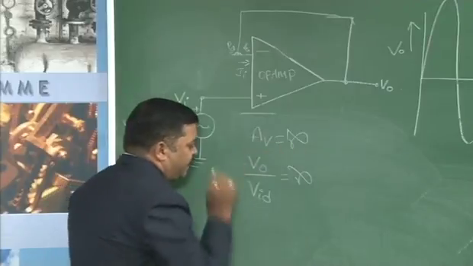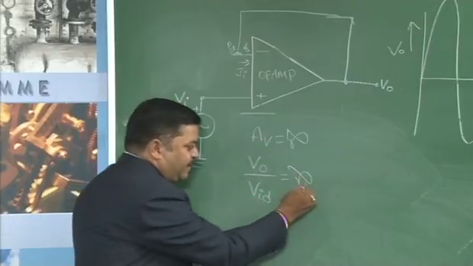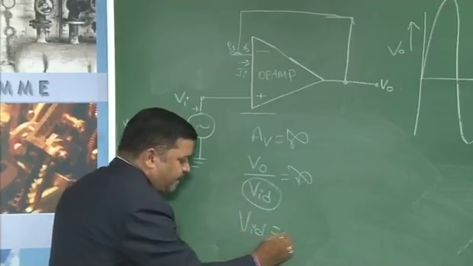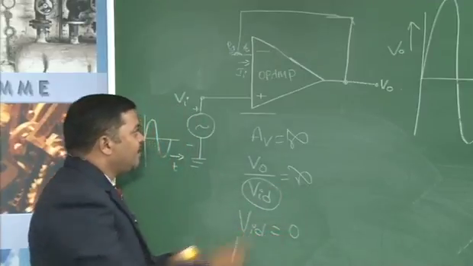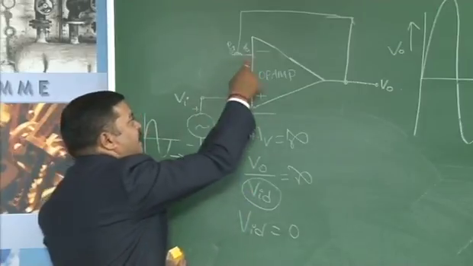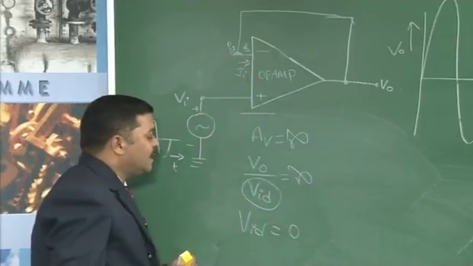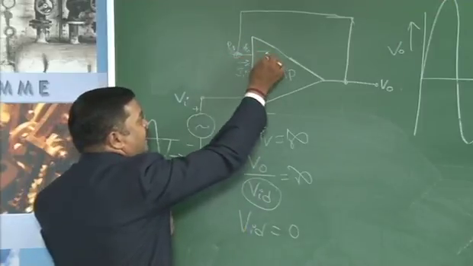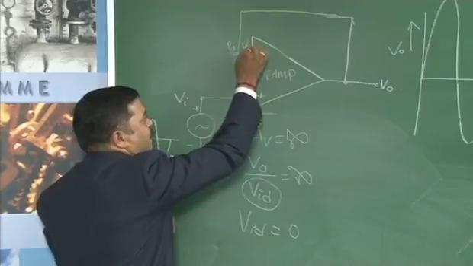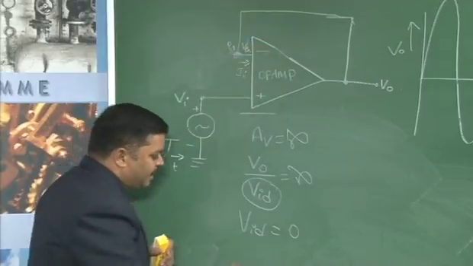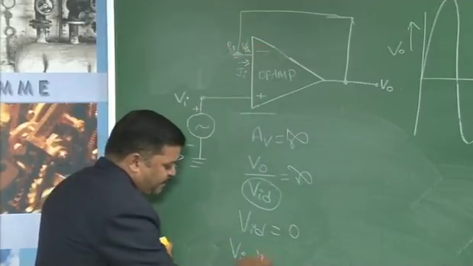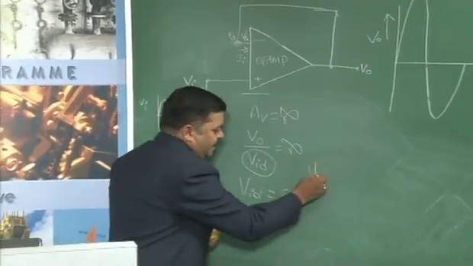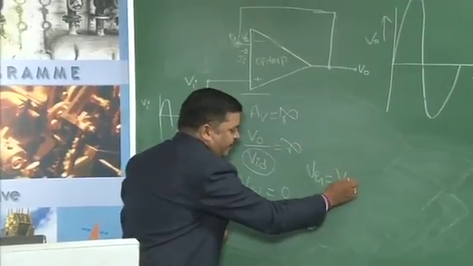AV is equal to infinity. V naught by VID is equal to infinity. That means VID is equal to 0. What is VID? Positive terminal voltage minus the negative terminal voltage is equal to 0. That means here node G is the negative input terminal where the voltage, let us call it Vg. Therefore, Vi minus Vg equal to 0. So Vg is equal to Vi.